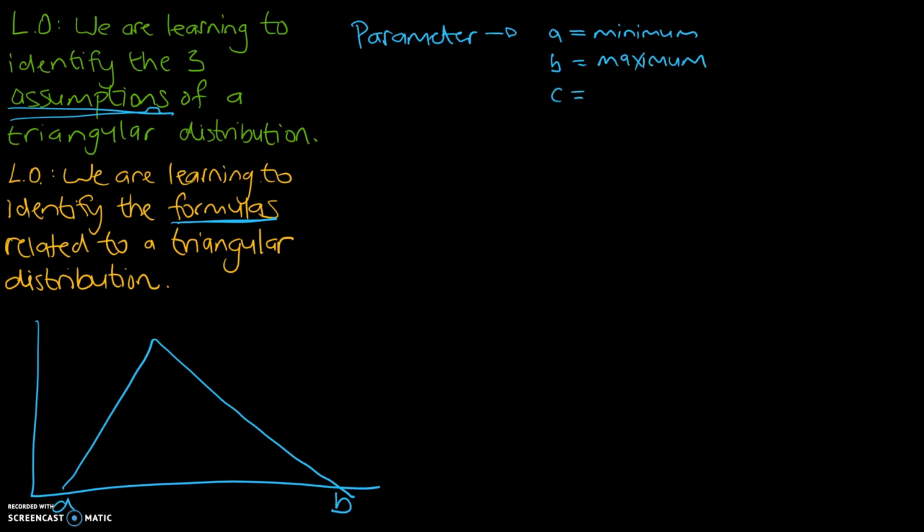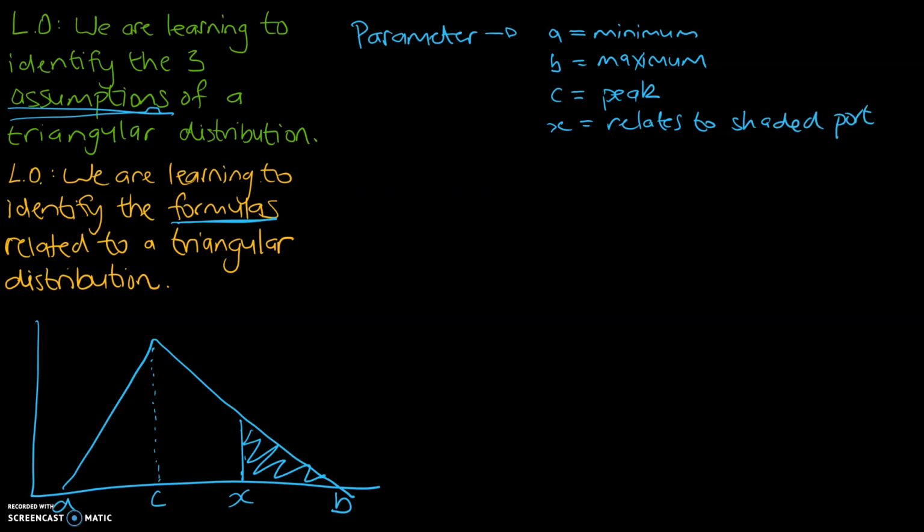And for triangular distributions, we actually have a third parameter, c, which is the peak of our triangle. And just a reminder, often you would have x, and x relates to the shaded portion of your triangle. And there could be more than one x as well.